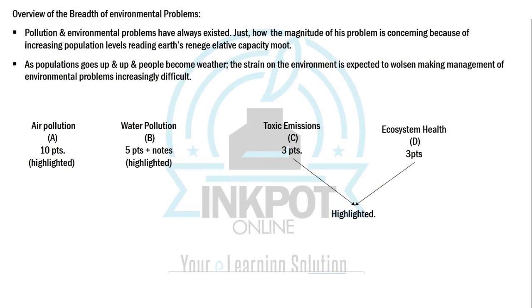Okay, now I come to the last topic, which is the overview of the environmental problems that exist. So there are 4 types: air pollution, water pollution, toxic emissions, and ecosystem health. I'm going to be attaching a small PDF with this video, which will cover all of these topics, and within the book.